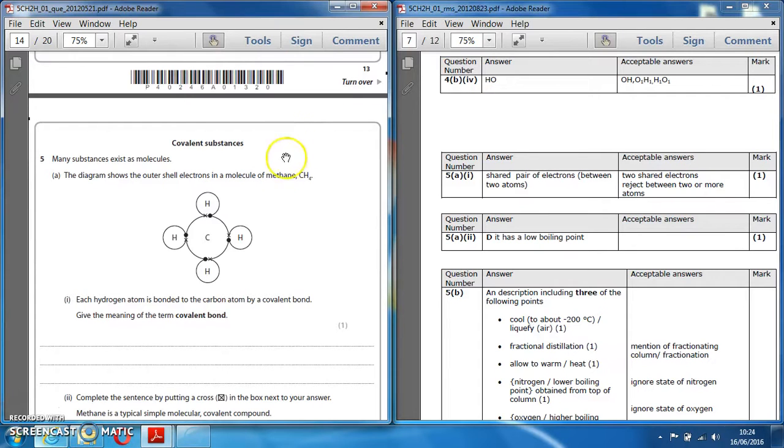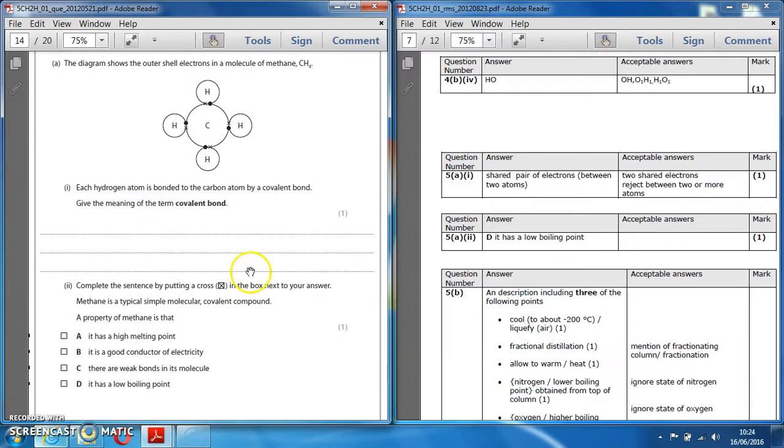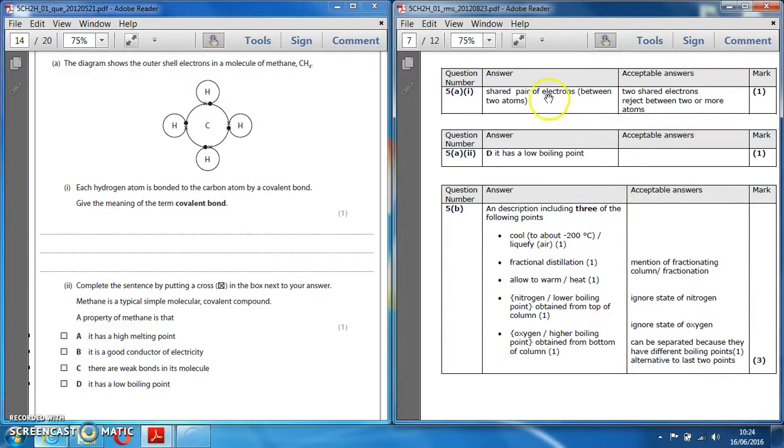Motoring through to question 5, covalent substances. Give the meaning of a covalent bond. This should be drilled into you by now. A covalent bond is a shared pair of electrons, as evidence here in the mark scheme.